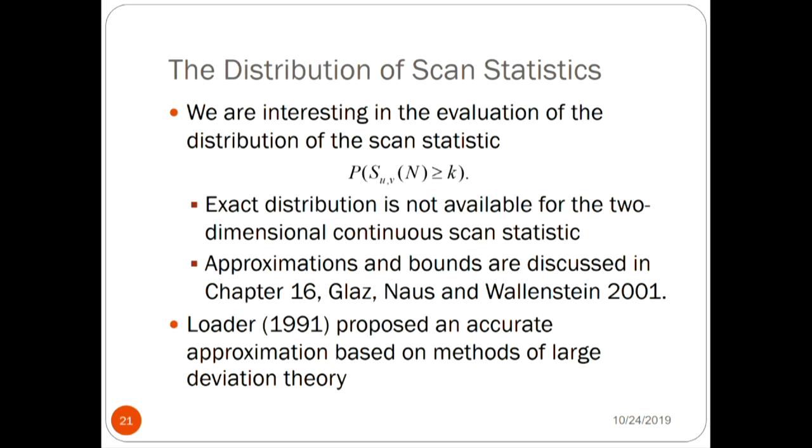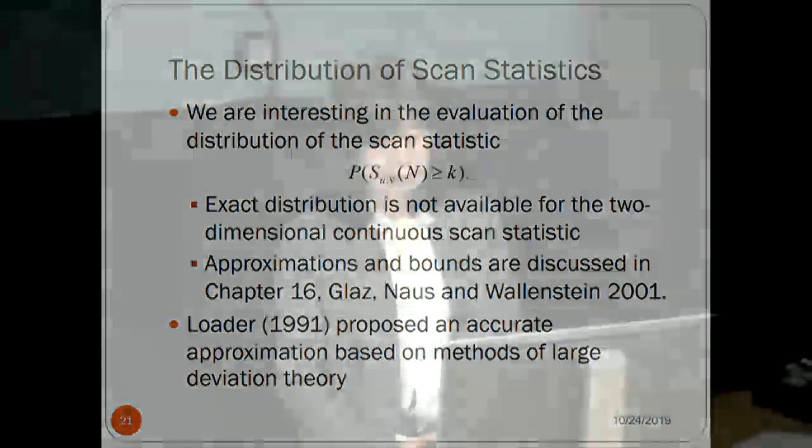Again, the distribution of the scan statistic is unknown. There's no exact formula to calculate the tail probability. If there were a formula, then for any observed value in the moving window, we should be able to calculate the tail probability. But unfortunately, usually we do not have such an exact distribution.